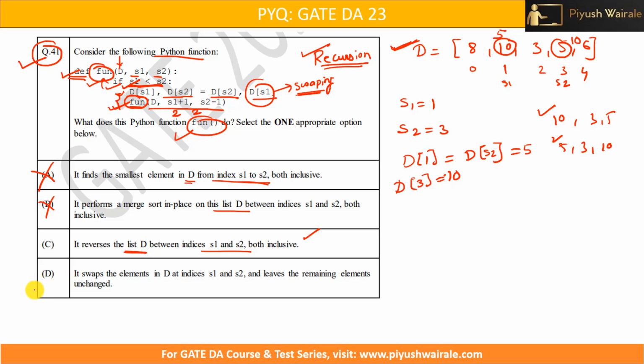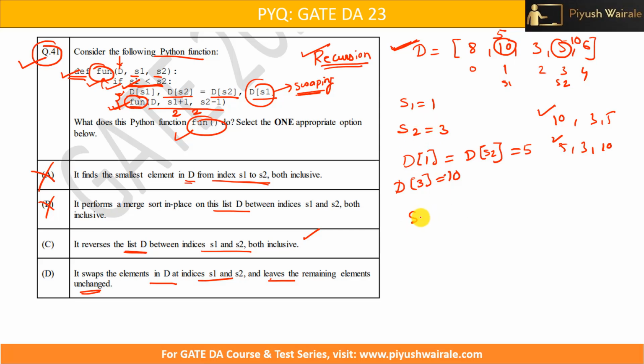Let's discuss option number D. It swaps the elements in D at indices S1 and S2. Yes, that is true. And leaves the remaining elements unchanged. No, that is not true, because this is true for this particular case only. If you observe, this particular statement is also true for this case when S1 equals 1 and S2 equals 3, right?